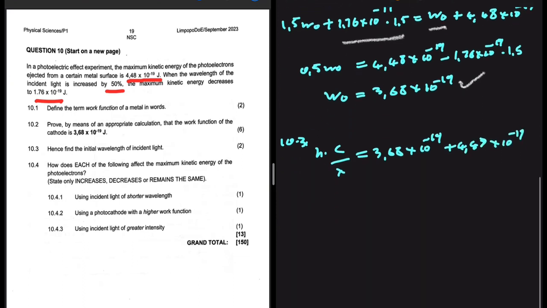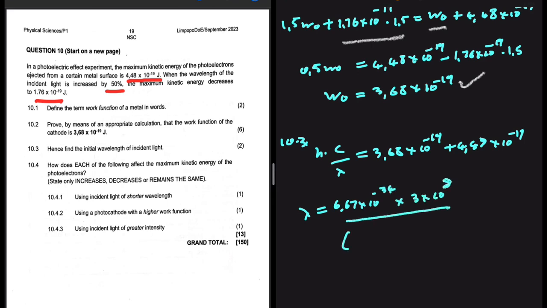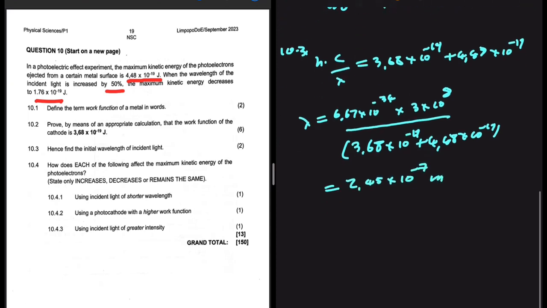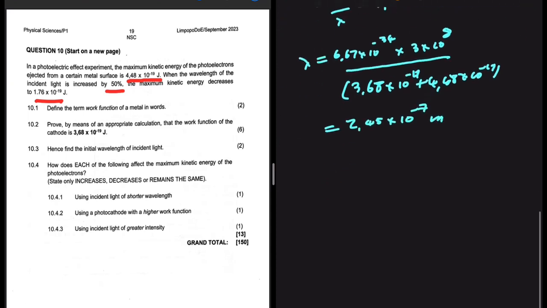So the wavelength is going to be equal to Planck's constant, that is 6.67 times 10 to the minus 34, multiplied by the speed of light, 3 times 10 to the power 8, divided by 3.68 times 10 to the minus 19 plus 4.48 times 10 to the minus 19. The wavelength is equal to 2.45 times 10 to the minus 7 meters. That is 10.3. Let's answer some conceptual questions.